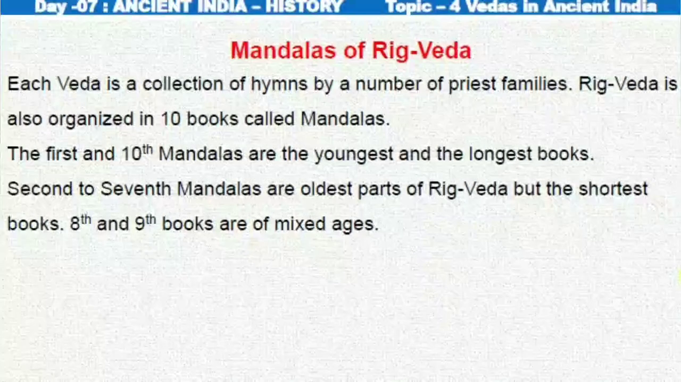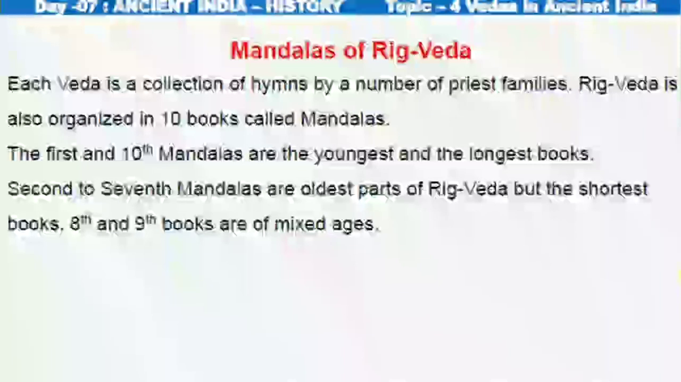Next is the mandalas of the Rig Veda. Each Veda is a collection of hymns by a number of priestly families. Rig Veda is also organized in 10 books that are called mandalas. I have already discussed it. The first and 10th mandalas are the youngest and the longest books. You remember, this point is important. The first and 10th mandala, the first one and the last one, are the longest books.